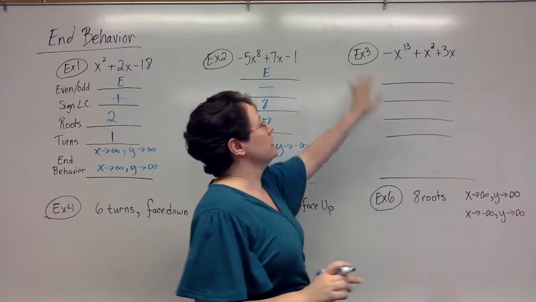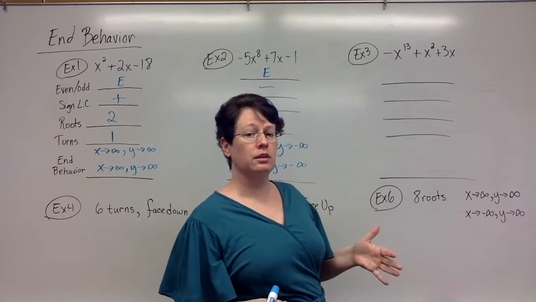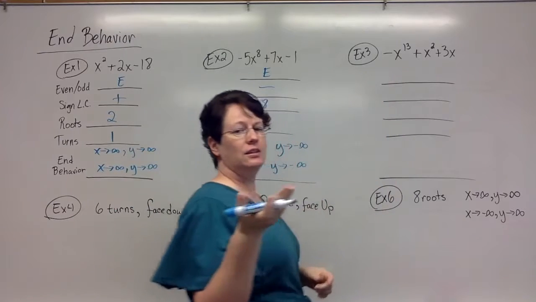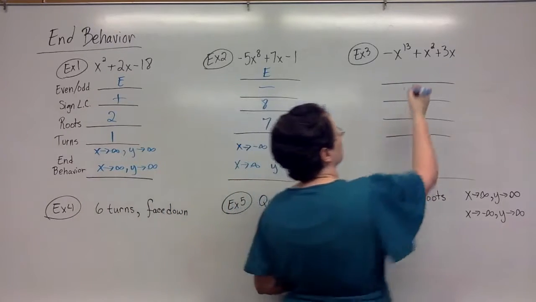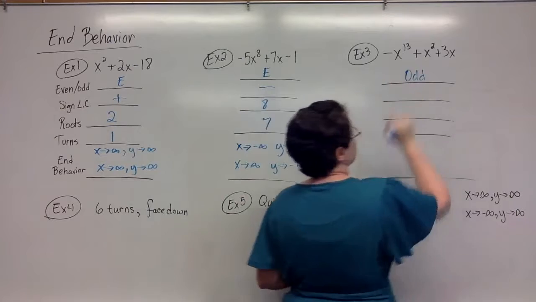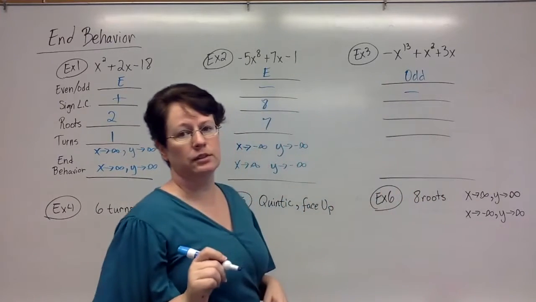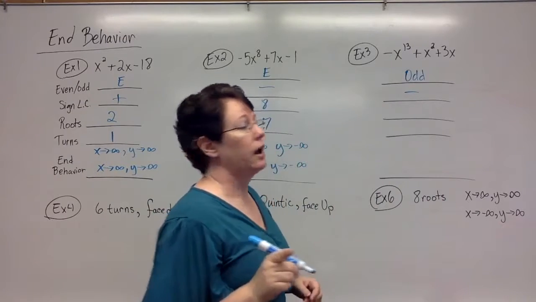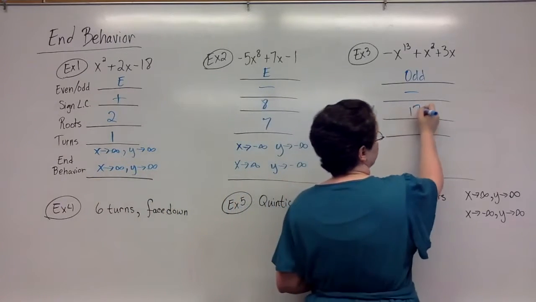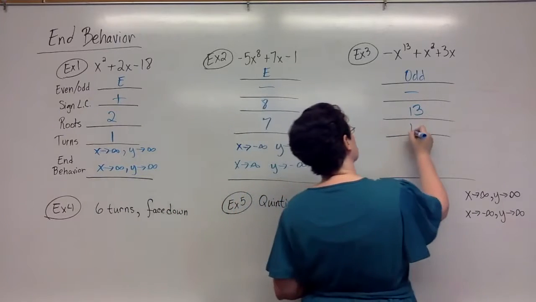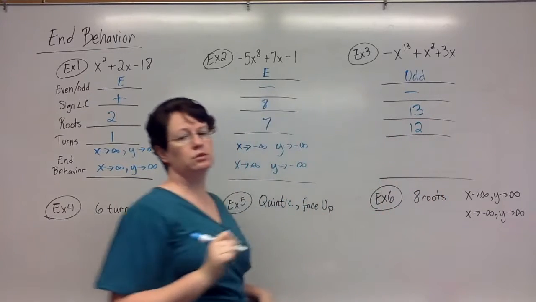Okay? Example 3. What's my degree? Degree is 13. Very good. 13, is that even or odd? It's odd. Okay? We can already see the leading coefficient is negative. How many roots am I going to have? The same as the degree. How many possible turns am I going to have? Degree minus 1, 12.